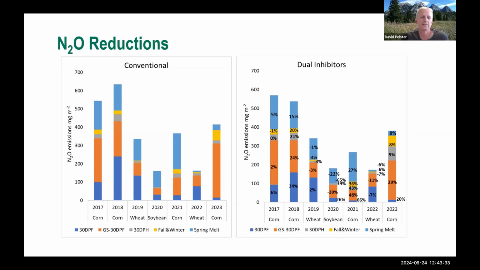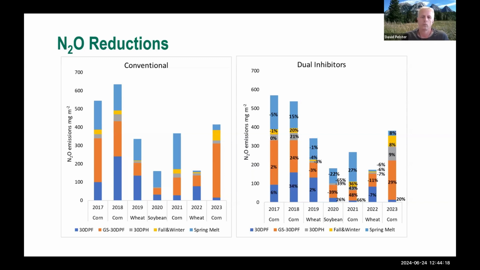But what we've seen is that you have the conventional on the left of the screen and then the dual inhibitors on the right. And we've broken this down into different periods after the fertilizer. The dark blue at the bottom, that's your 30 days post-fertilization. The orange is your growing season, so after that 30-day period, the rest of the growing season. The gray is just after harvest. The yellow is your fall and winter, and the light blue at the top is the spring melt.